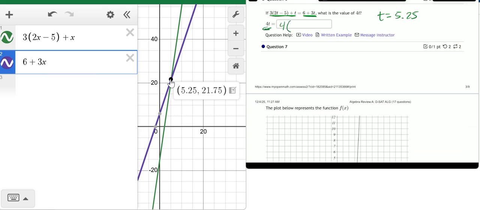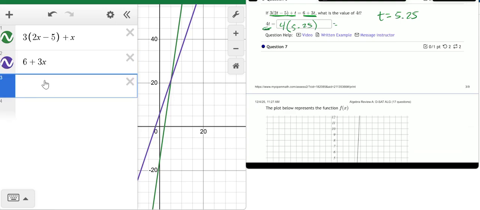Therefore, my answer is 4 times 5.25. And if I do that here, my solution is 21. So that would be my answer for this. Okay, so you can still use Desmos to calculate these. And that's just if you have an equation that you're solving, just split it into each side of the equation into its own separate line and find where those two lines intersect.